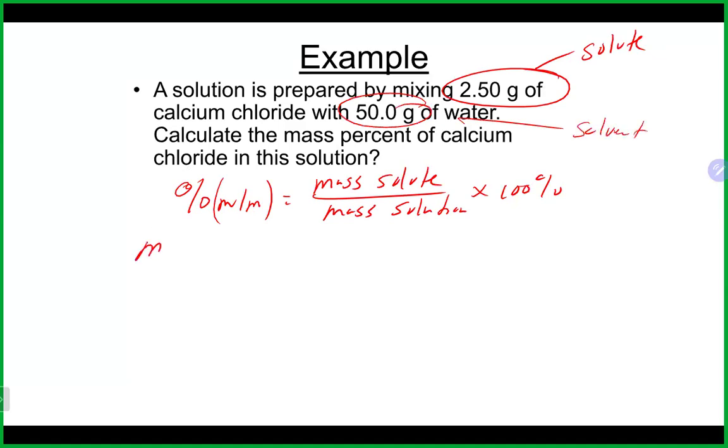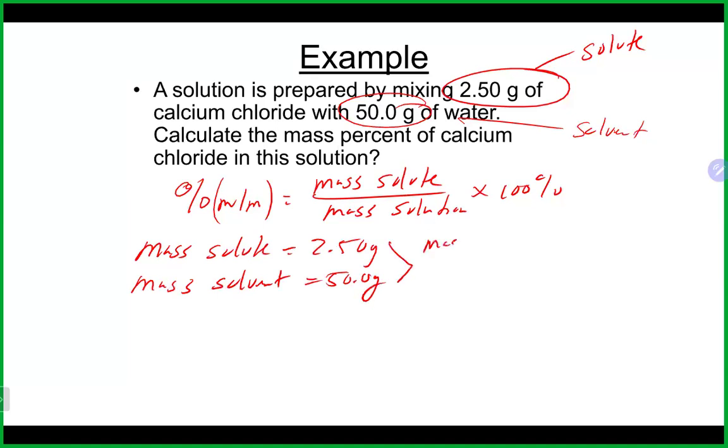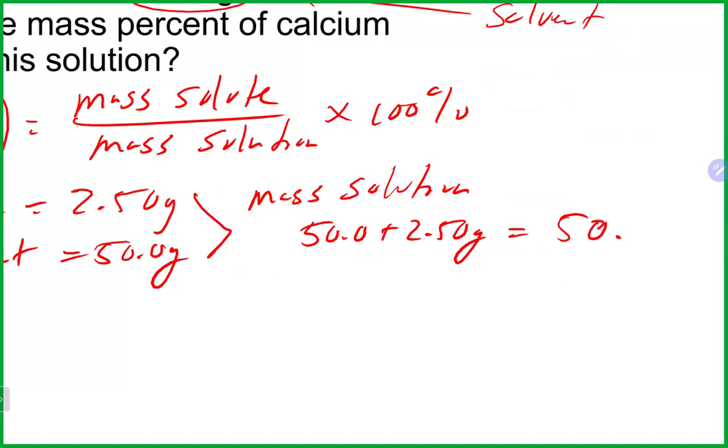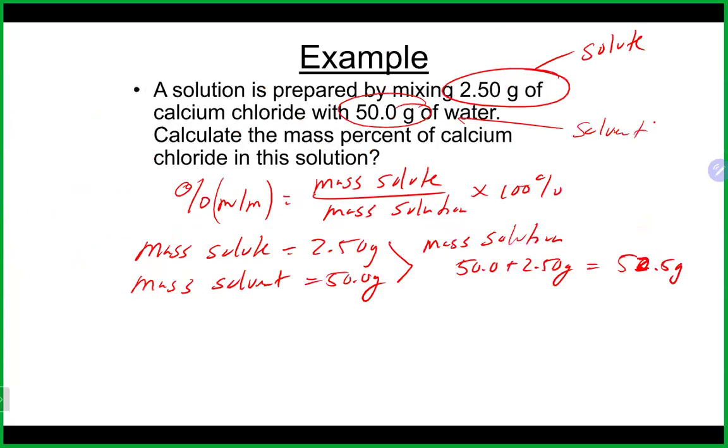So the mass of the solute in this case is going to be 2.5 grams. The mass of the solvent will be 50 grams. That means we do need to add these together to get the mass of the solution, which would be 50 plus 2.5 grams. That's going to give us 52.5 grams in this case.